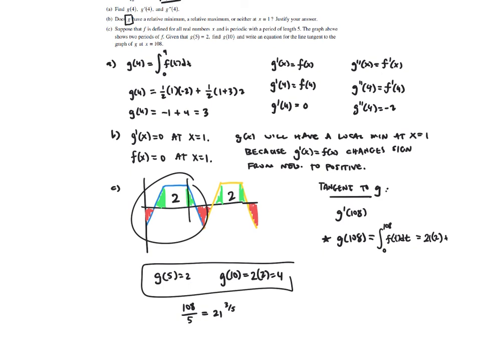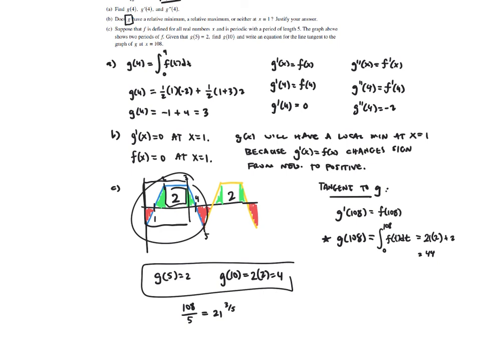So 3/5: this was x equals 1, this is x equals 2, this is x equals 3, this is x equals 4, this is x equals 5. If I just have 3/5 of one of those, I'm left with this here. Well, that's still just going to be 2. So then I'm just going to add on an extra 2. So g of 108 is just going to be 44. So I have 21 periods of f plus 3/5 of a period, which adds up to 44 square units. Now g prime at 108 is going to be the same as f at 108.